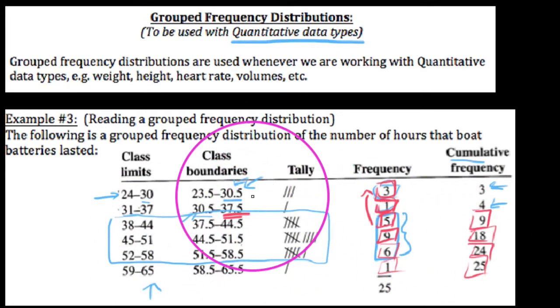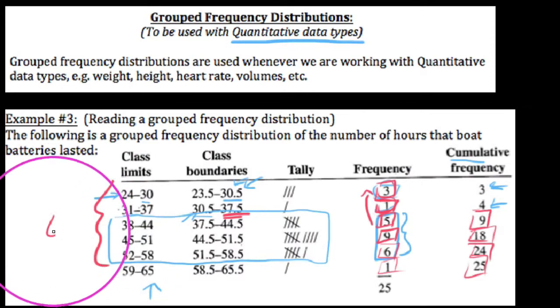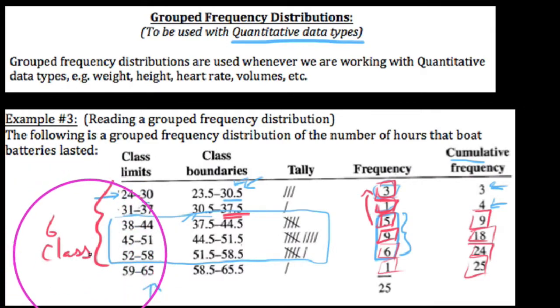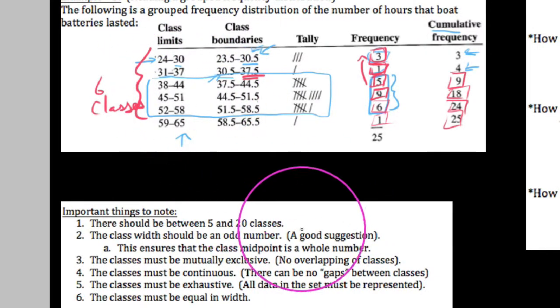Kind of how to read it a little bit. Let's point a few things out here that are very important. Starting with number 1, there should be between 5 and 20 classes. You'll notice back here we had 6 classes. Anything over 20 tends to be a little overwhelming to read, but under 5 is a little underwhelming. You can't draw many conclusions from it, okay?